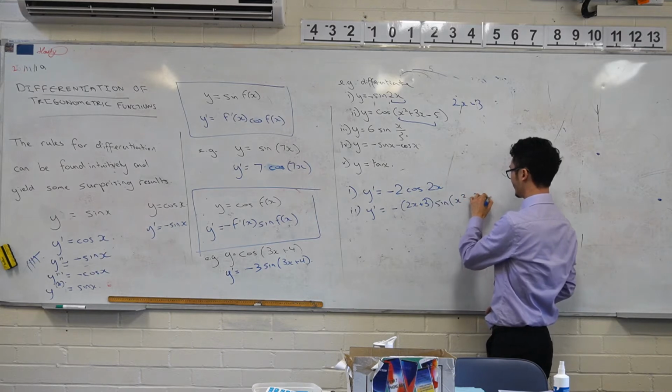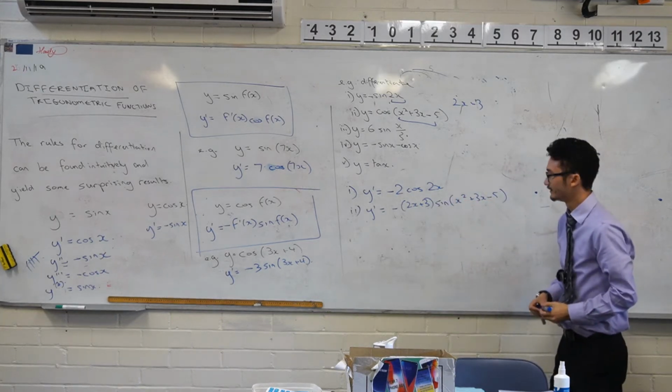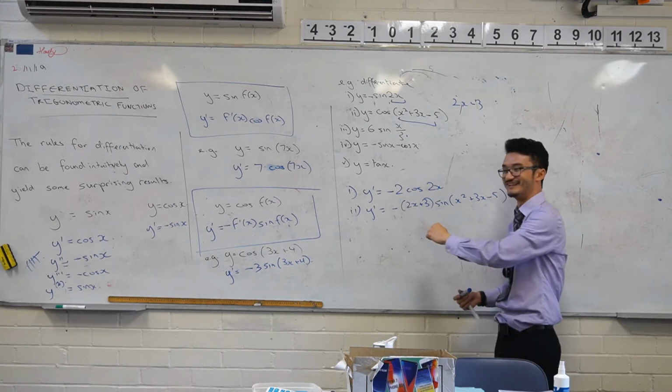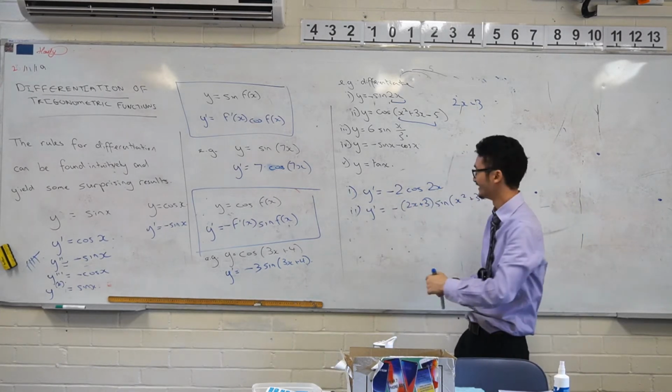Isn't that the same as multiplying both of those by that? Yes, that's right. So if you get rid of the brackets, you still have to have brackets there anyway. So there's no point really expanding here.